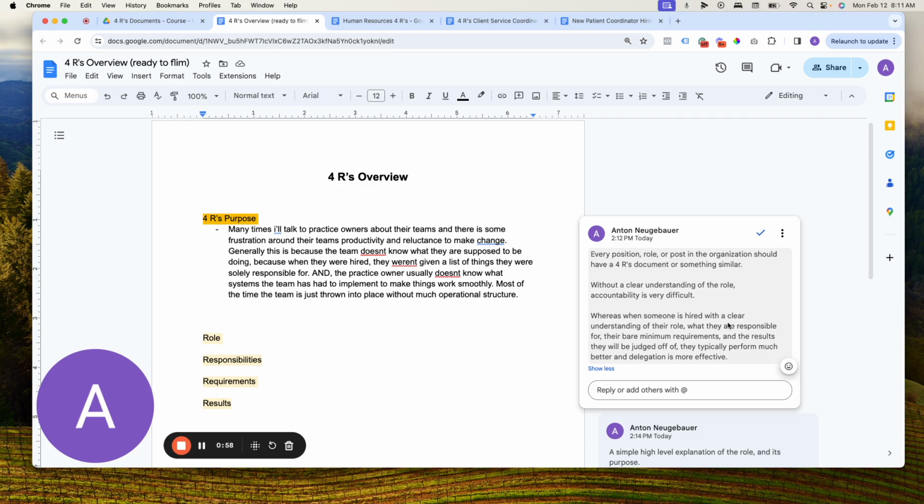Whereas when someone is hired with a clear understanding of the role, what they're responsible for, their bare minimum requirements, and the results they'll be judged off of, they typically perform much better, and delegation is much more effective. Without that clear understanding of the role, accountability is really difficult. And just like clarity on what people are supposed to be doing, every position or role in your organization should have something like these documents. I'll show you them quickly here.